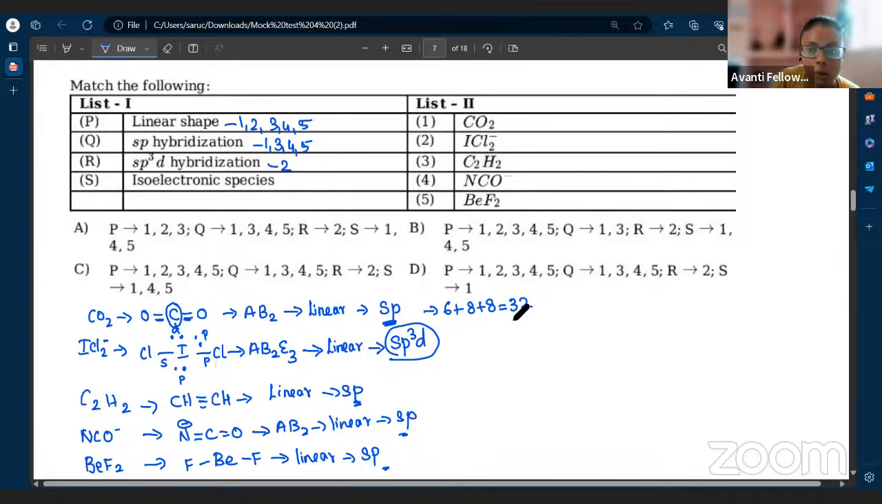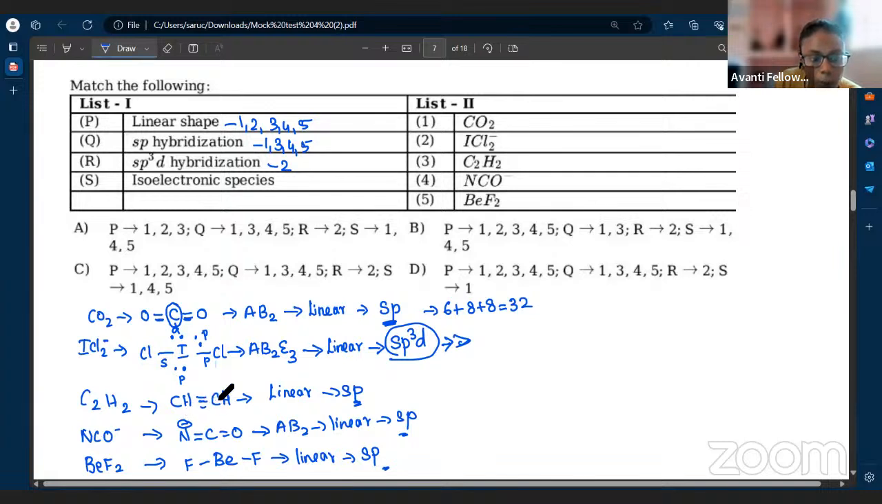Just evaluate and tell me which among the 5 has 32 electrons. Do it for everyone. Count the number of electrons of all the atoms. For isoelectronic species, you count the electrons of all the atoms. See here, everything belongs to group 17, iodine, fluorine, so the number of electrons is going to be higher.